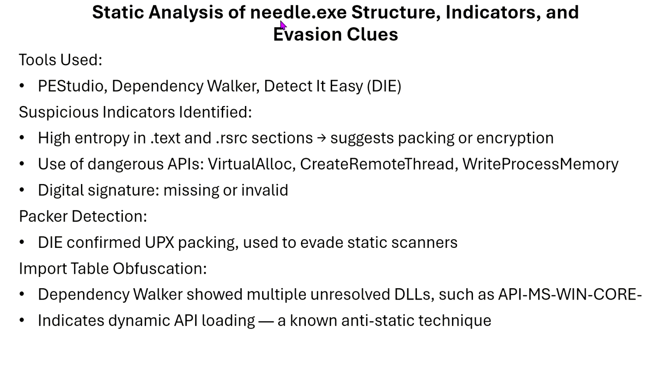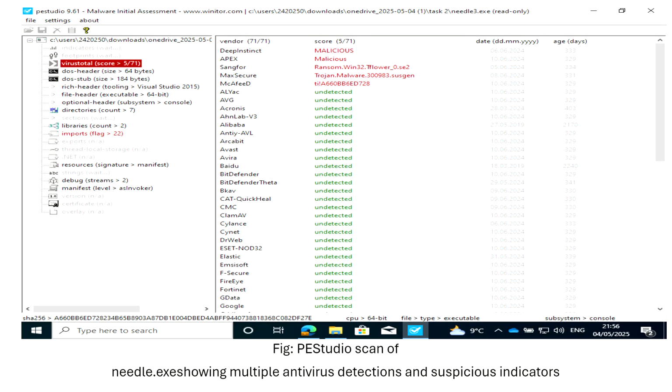Starting with the needle3.exe file, PEStudio revealed several red flags: high entropy in .text and .rsrc sections, suggesting packing or encryption. Use of suspicious APIs like VirtualAlloc and CreateRemoteThread, commonly used for process injection. No valid digital signature.